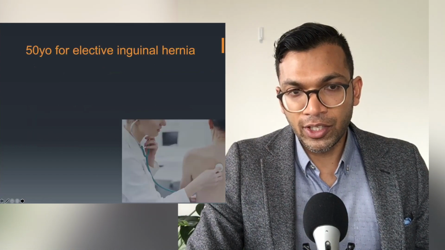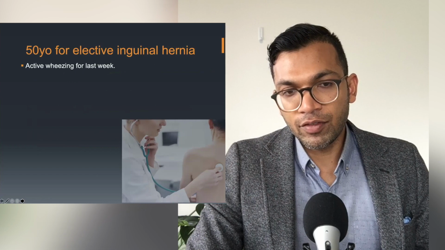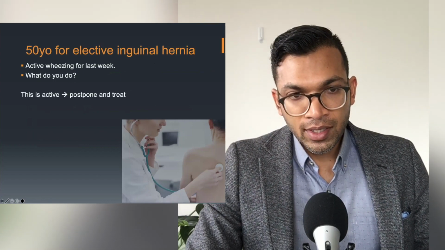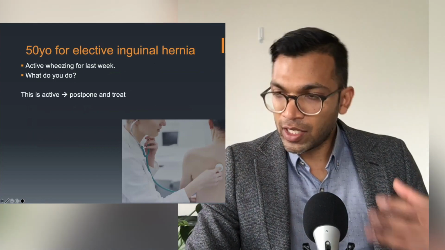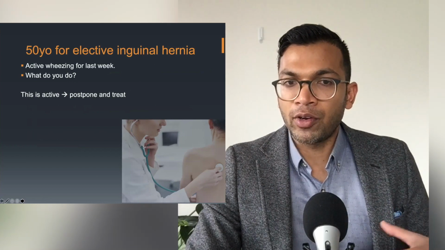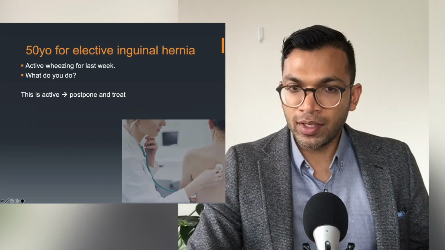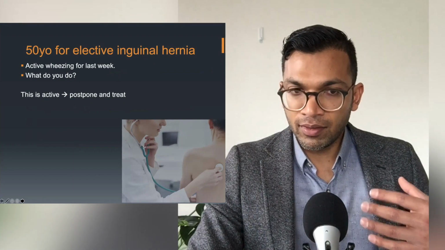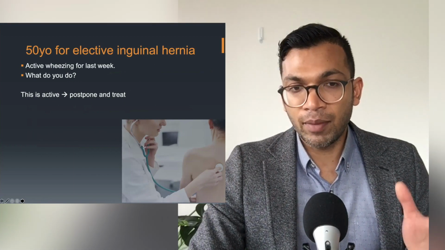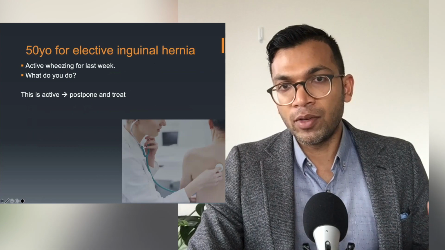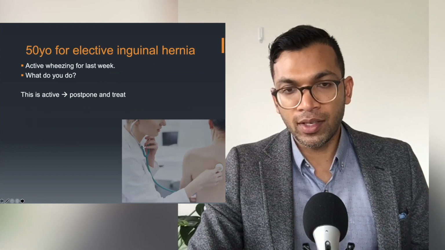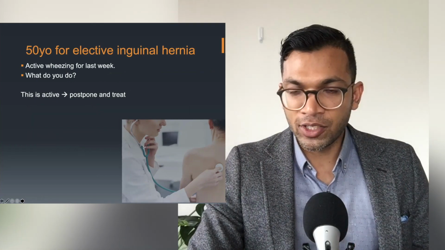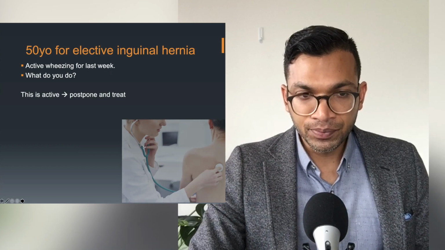50-year-old elective inguinal hernia repair. They've got active wheezing for the last week. What do you do? Because this is active, just like we saw previously, I need to postpone and treat. So whether that's postponing for 15 minutes to nebulize, then that's fine. If they've got chronically bad asthma that's even treatment resistant, then you could postpone and have the full preventer and asthma action plan type thing going on.